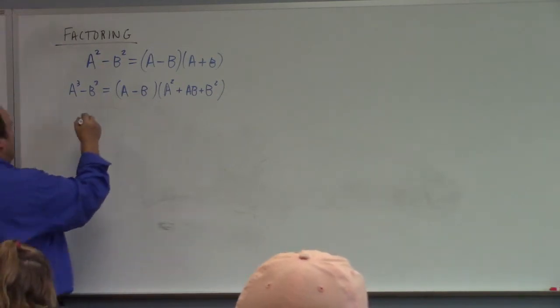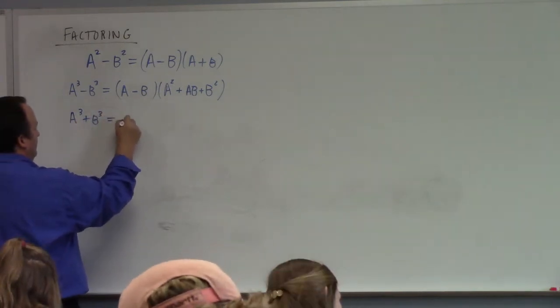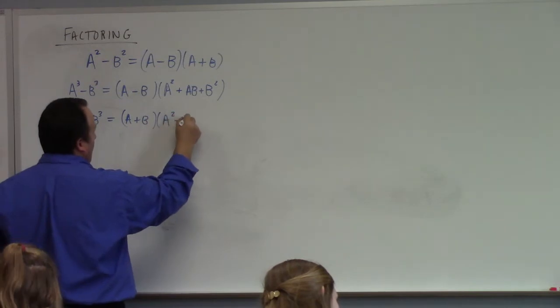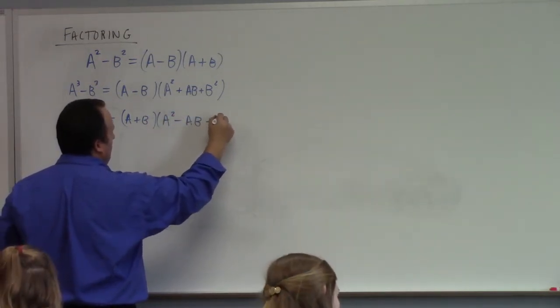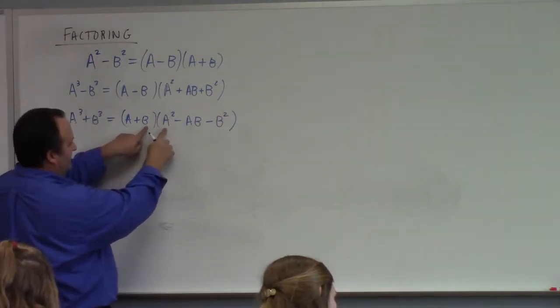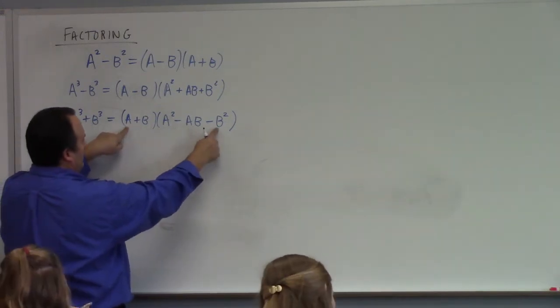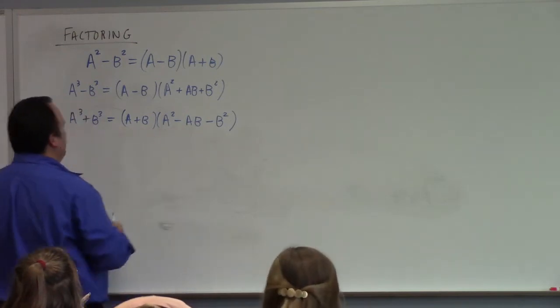There's also a sum of cubes formula. Let me check on that. So I get a plus b times a squared minus ab plus b squared. Okay, we're good.